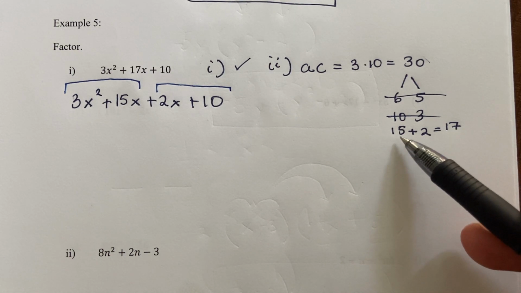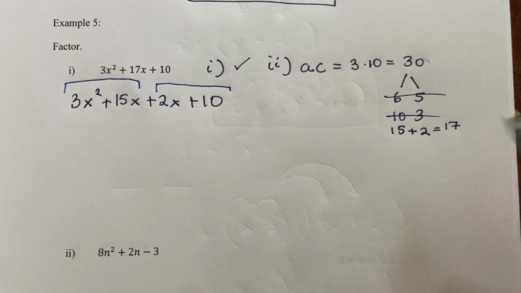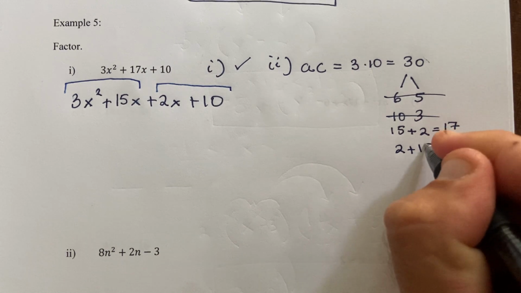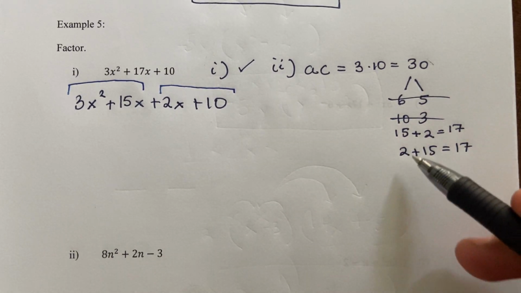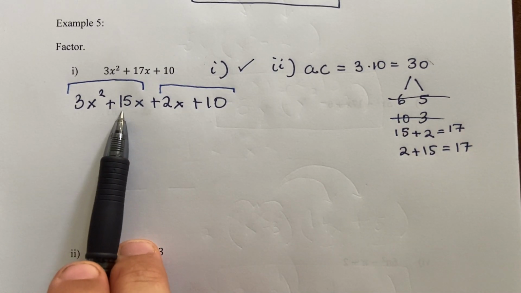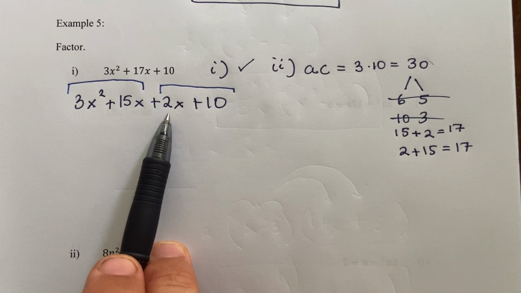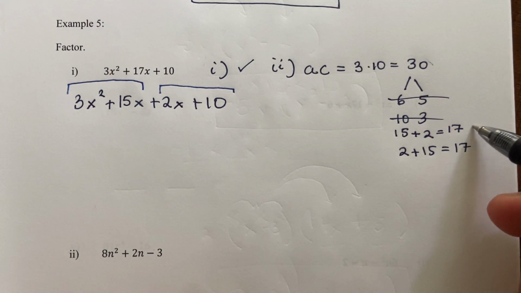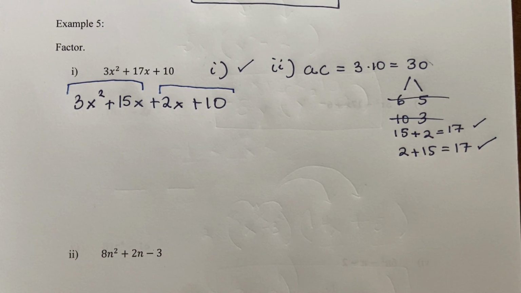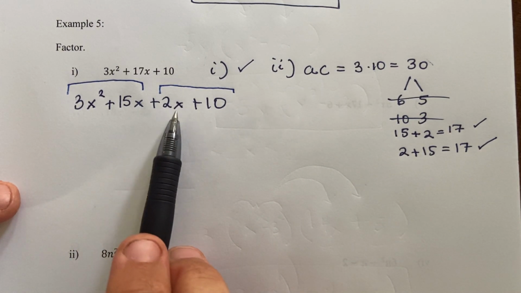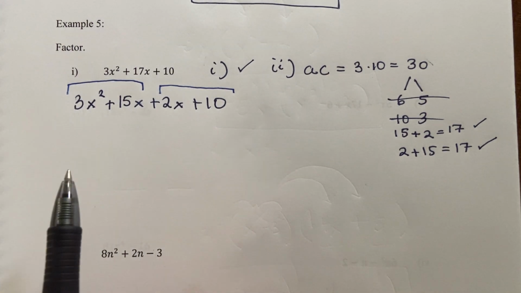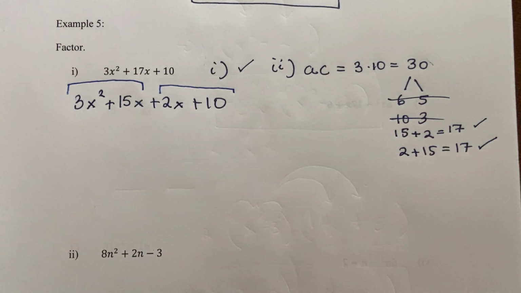You might be wondering, like, what if I wrote it as 2 and 15? What if I did 2 plus 15? That's still 17, that's still 30, but I'm going to have my 2 over here and my 15 over here. It actually doesn't matter. So both of these would work. If I have the 2x here or the 15x here, it doesn't matter. It'll all work out. You'll get the same factorization.